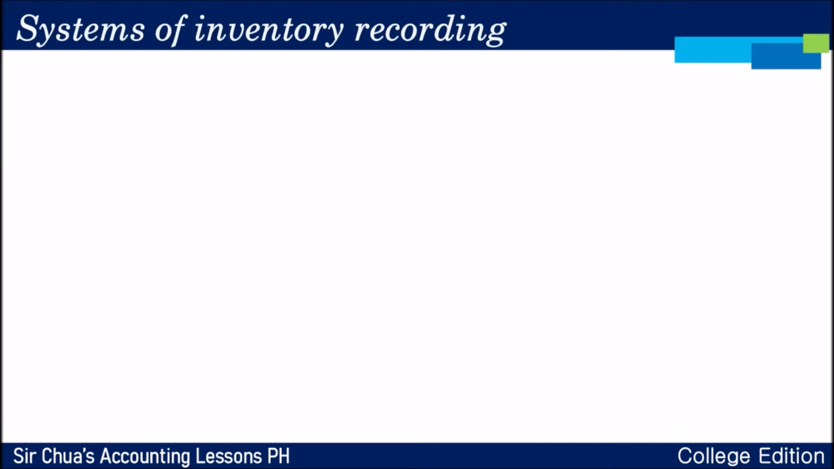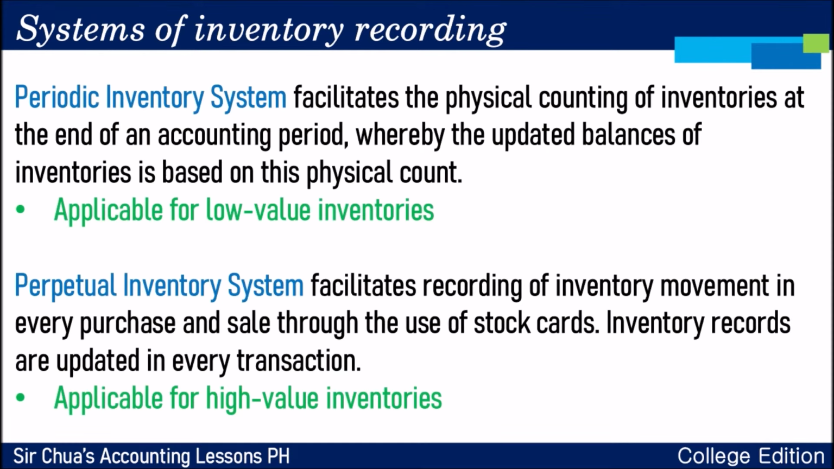Okay, let's continue with the systems of inventory recording. Ito po ay na-discuss na rin sa inyo way back in your accounting for merchandising, at saka po nung senior high school. So, we have periodic and perpetual inventory system. Periodic inventory system facilitates the physical counting of inventories at the end of an accounting period, whereby the updated balances of inventories is based on this physical count.